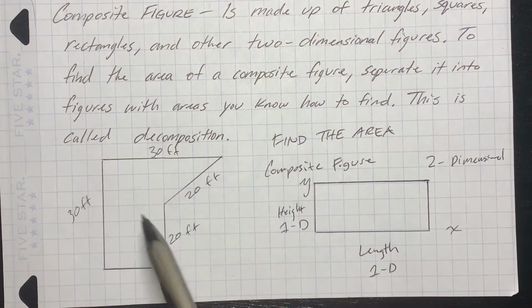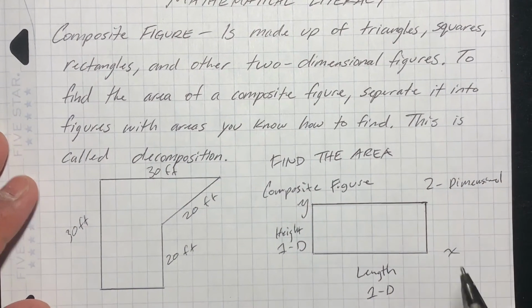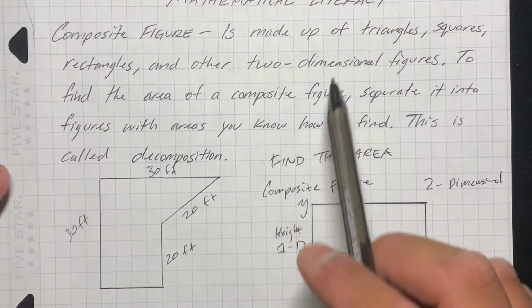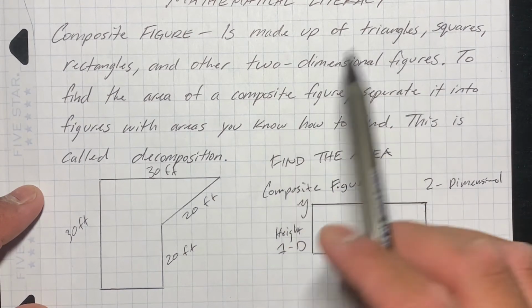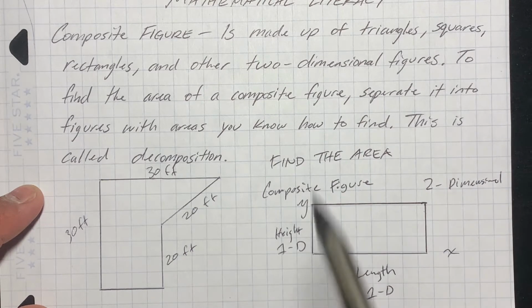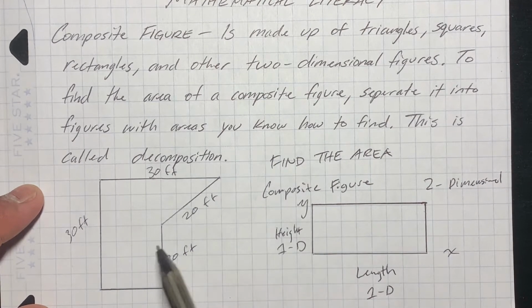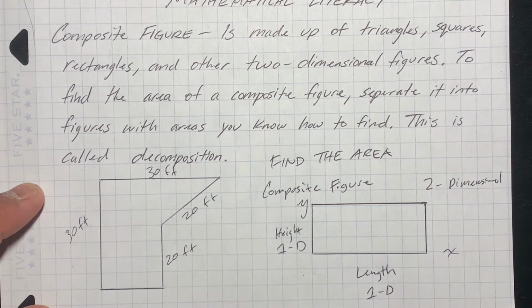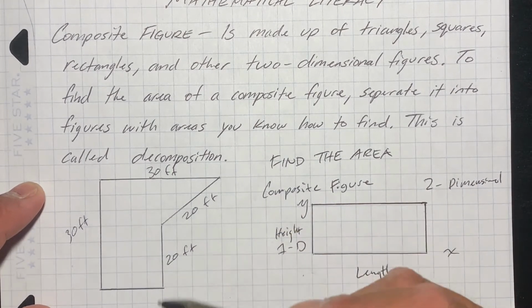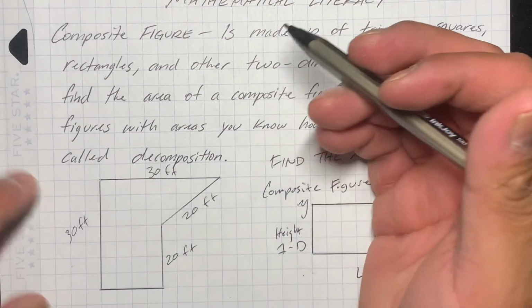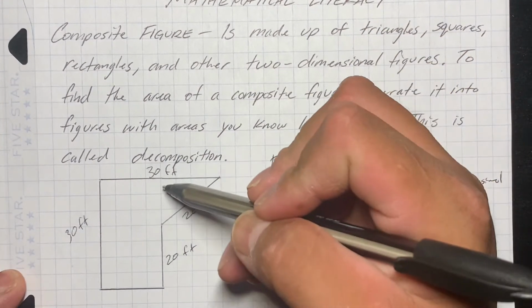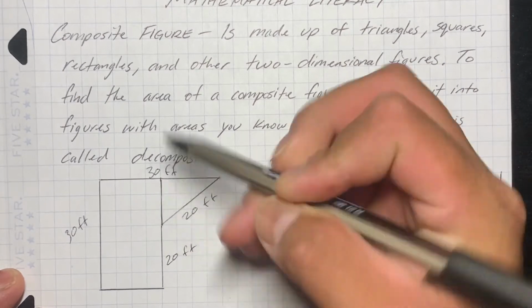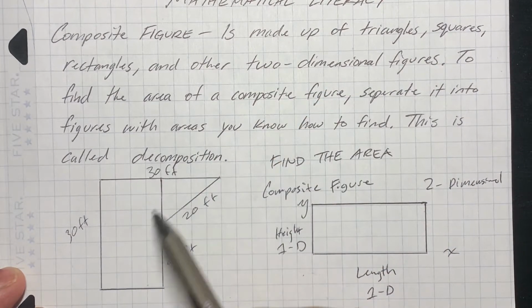All right, so we have this composite figure here, and again, we're just going over vocabulary words. So again, it says that composite figures are made up of triangles, squares, rectangles, and other two-dimensional figures. So this is not the third dimension. You just have a length and a height. We don't have a depth, so we don't have the z-axis, just x and y axes. All right, so let's break this up into other shapes. Well, if you look here, you can actually break it into one long rectangle and one triangle.